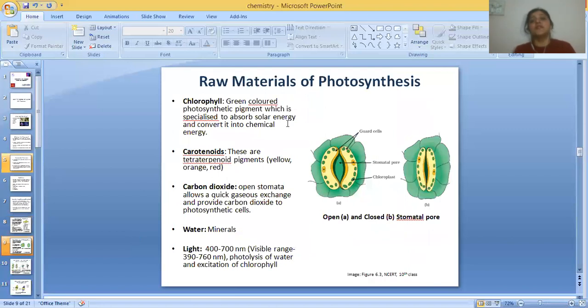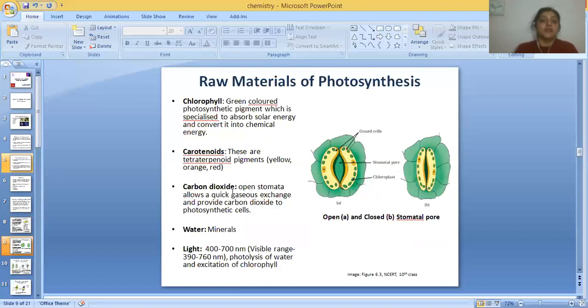So what are the raw materials for photosynthesis? First, we need chlorophyll. It's a green colored photosynthetic pigment which is specialized to absorb solar energy, and then it converts it into the chemical energy. Then we have carotenoids, and these are tetraterpenoids, and they can be of yellow, orange, and red color. What they basically do is absorb the light energy and pass it on to chlorophyll.